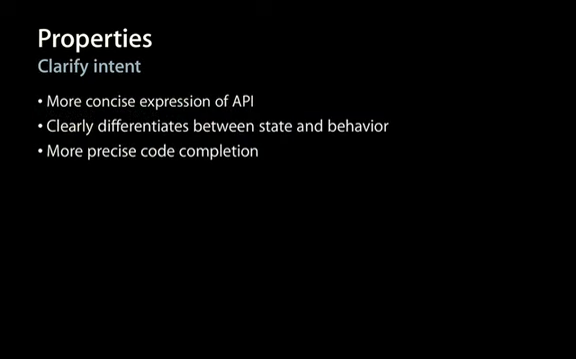So properties help you clarify your API and give you a nice, concise expression. In your header file, it's really clear what methods you use to configure the state of an object when you use the @property compiler directive, and it lets you clearly differentiate between state and behavior, because if you adopt properties everywhere, all of the property methods are used to configure state, and all of the other messages are used to make the object do things to control its behavior.